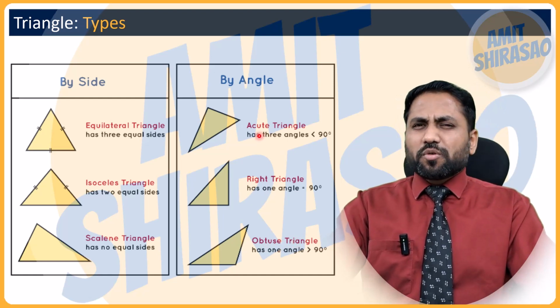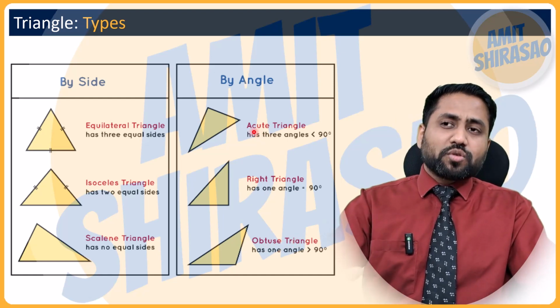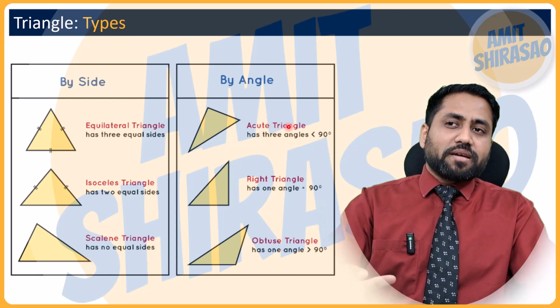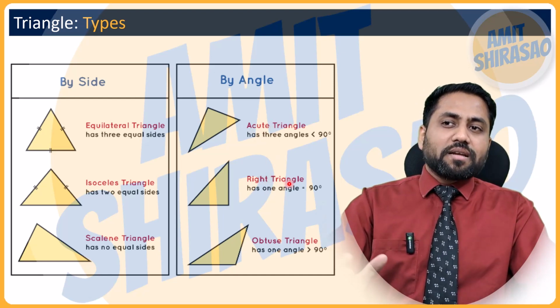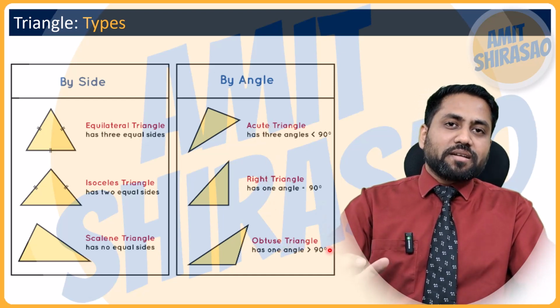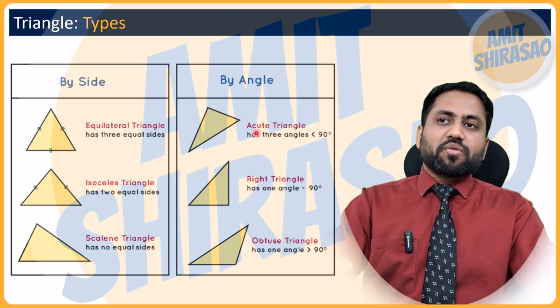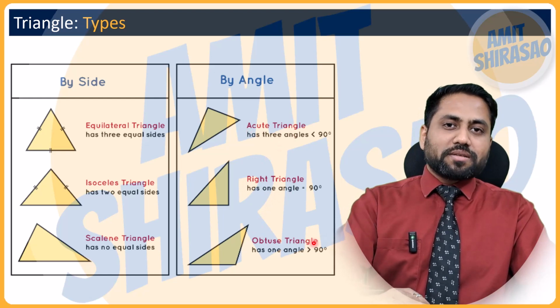So different people call them differently. I used to call them acute angled triangle, right angled triangle, or obtuse angled triangle. But some people use the short form and they call them acute triangle, right triangle, and obtuse triangle.